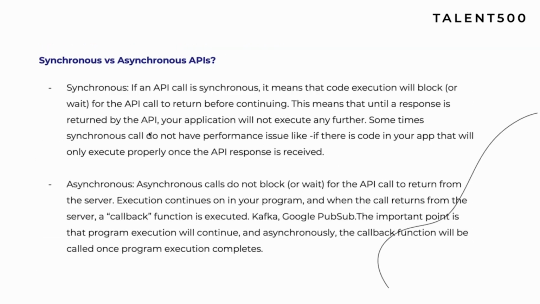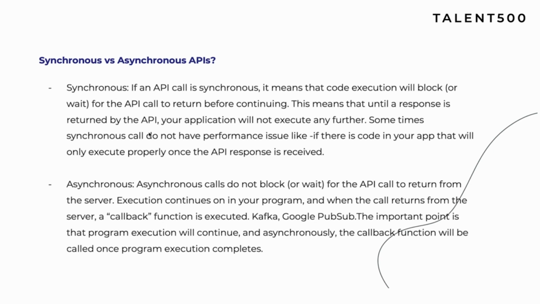The next one would be synchronous and asynchronous API. This is very important. Synchronous and asynchronous are two different types of APIs which we deal with in our day-to-day work. If an API call is synchronous, it means that code execution will block for the API call to return before continuing. This means that until a response is returned by the API, your application will not execute. So what do we mean by that? Let me give you an example.